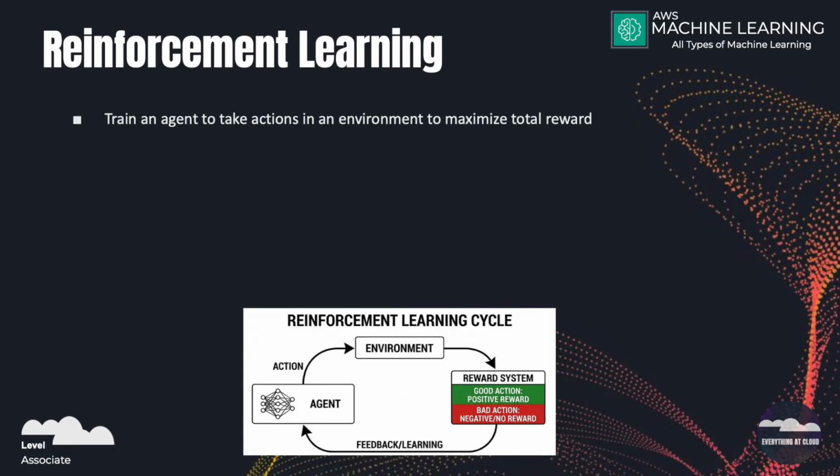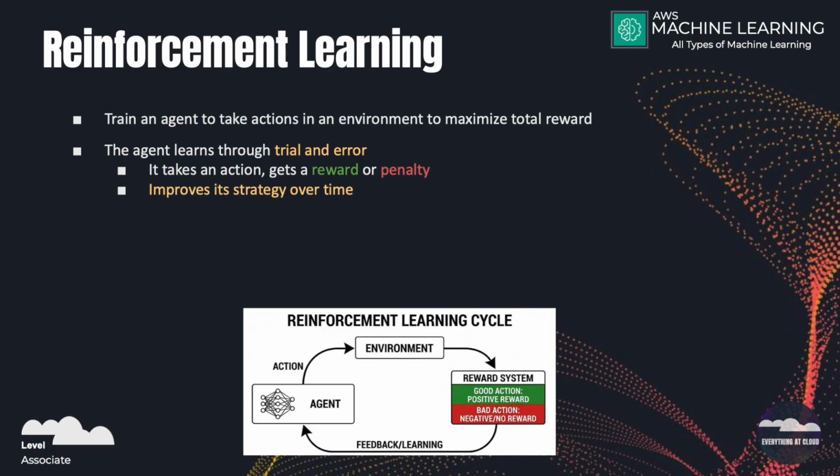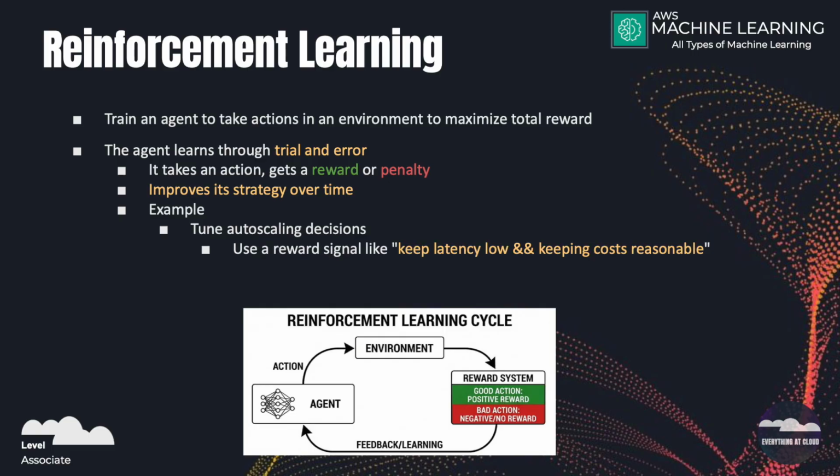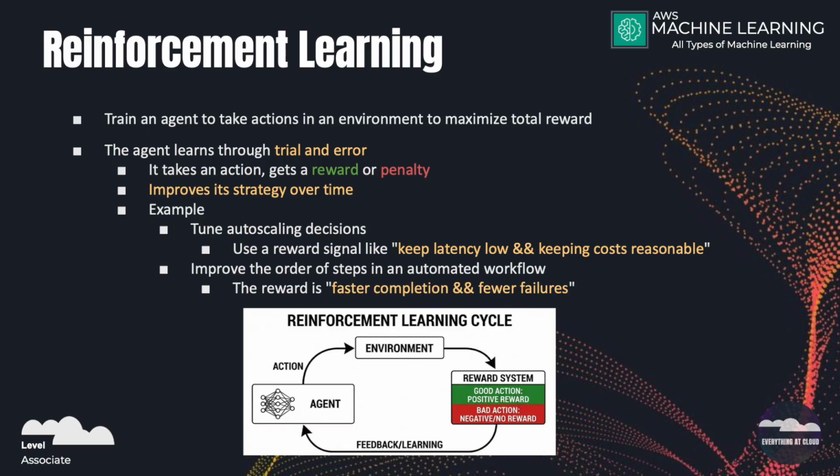Reinforcement learning is when you train an agent to take actions in an environment to maximize total reward. So the agent learns through trial and error. It takes an action, gets a reward or penalty, and improves its strategy over time. For example, you can tune auto-scaling decisions, scaling out versus scaling in, using a reward signal like keep latency low while keeping costs reasonable. Or you can improve the order of steps in an automated workflow where the reward is faster completion and fewer failures. So that's the third category.